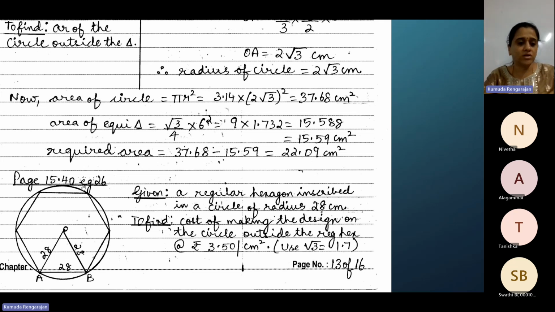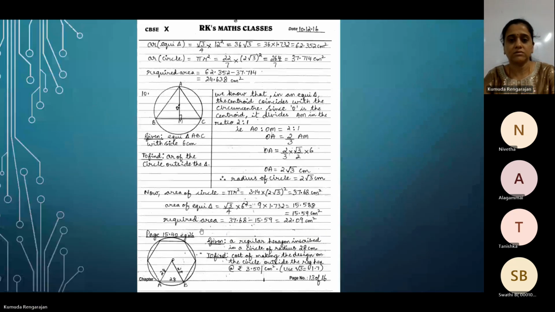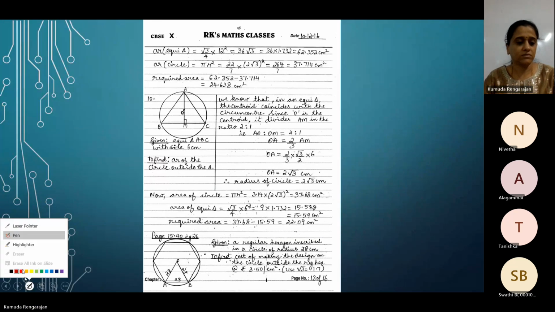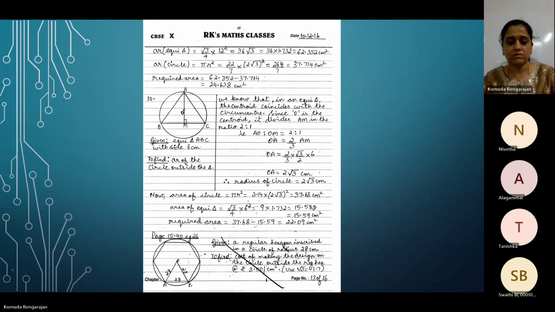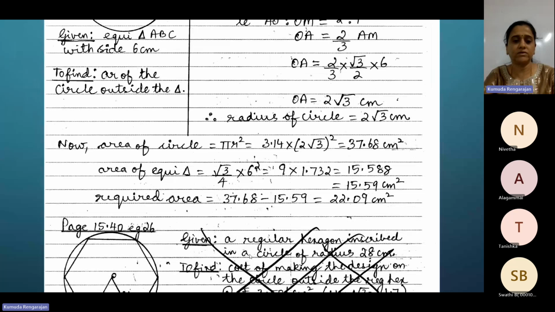So in the solution, draw this figure. Let me just type it out. Yeah, draw the figure.